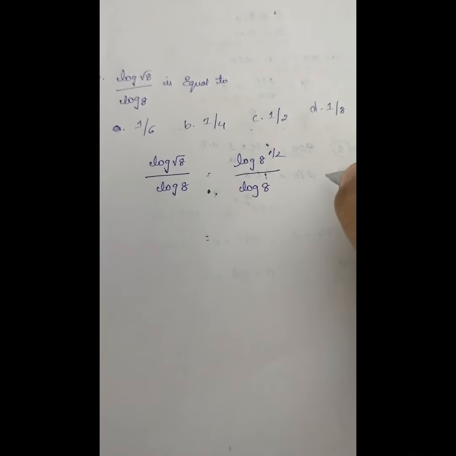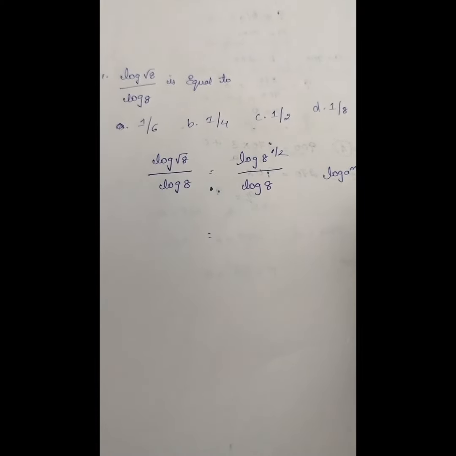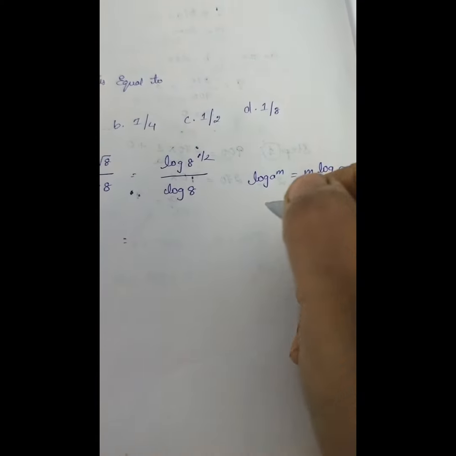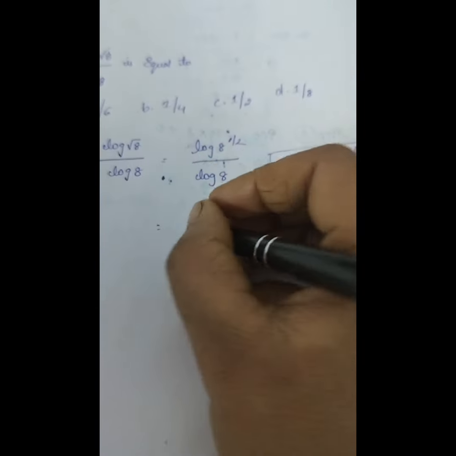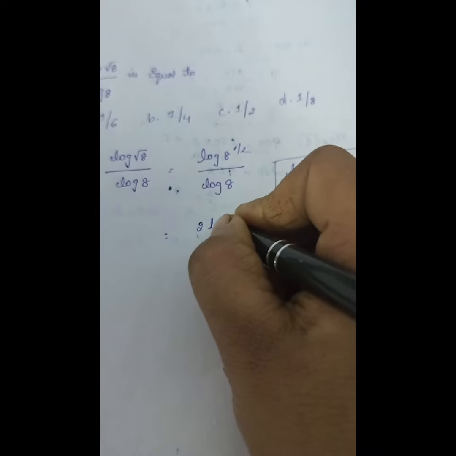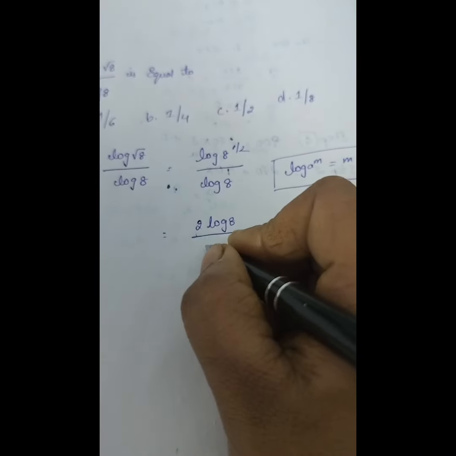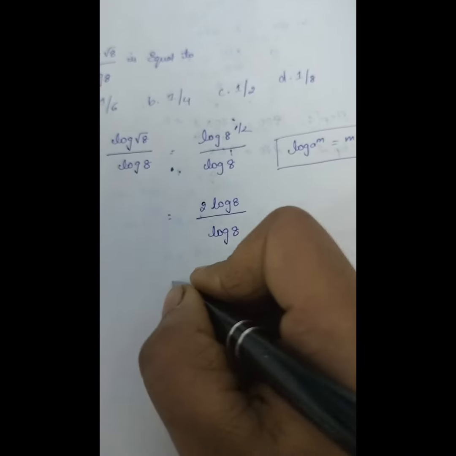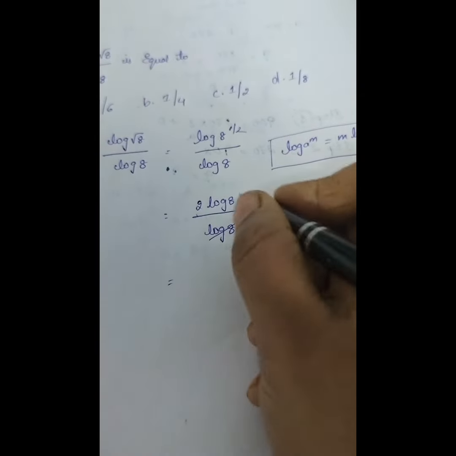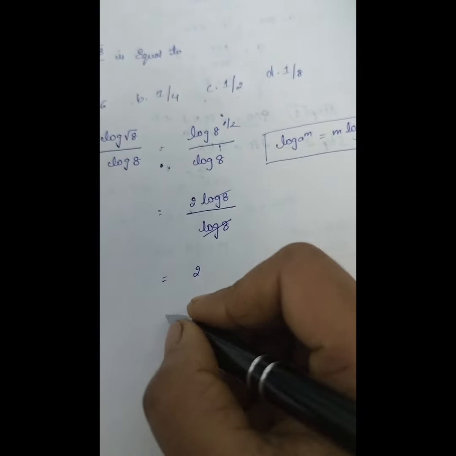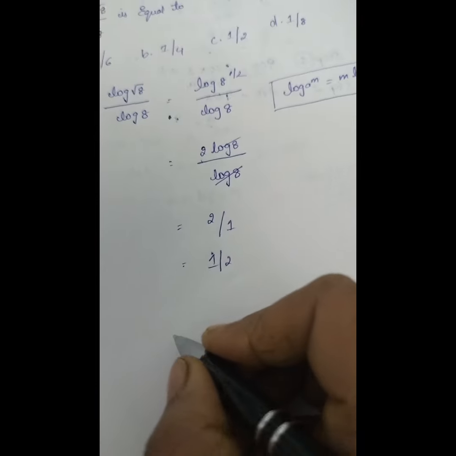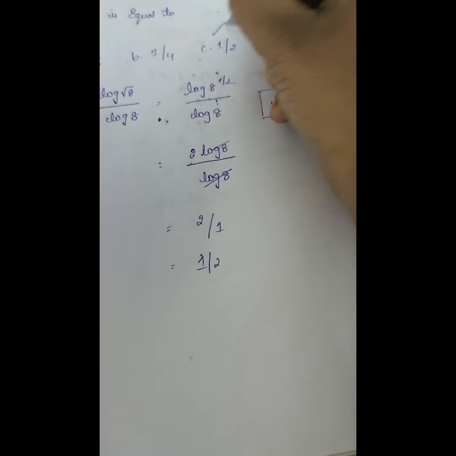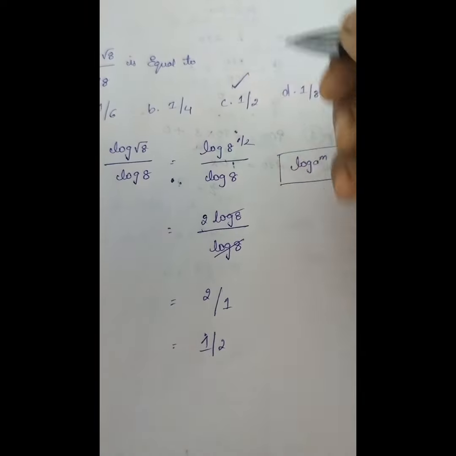Okay, I'm here using a formula: log of a power m equals m log a. Okay, here 2 log of 8 by log of 8. Here the option C is the right option, C.